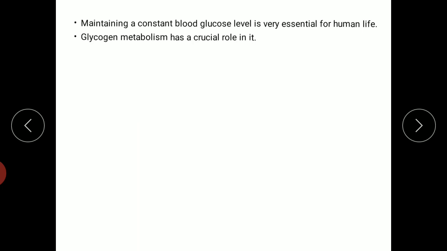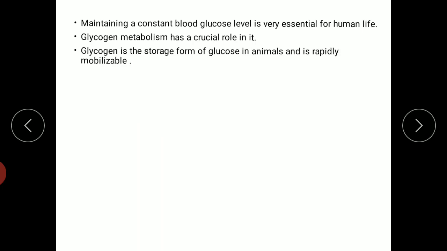What is glycogen? Glycogen is the storage form of glucose in animals. We know that starch is the storage form of glucose in plants. Like that, we have glycogen as the storage form. It is easily mobilizable. That means glycogen can be immediately used as a source of glucose.